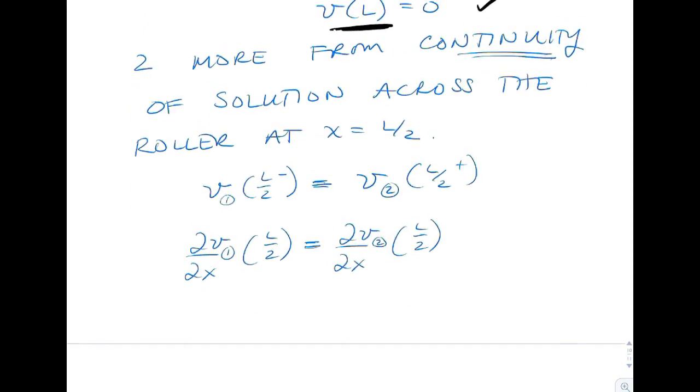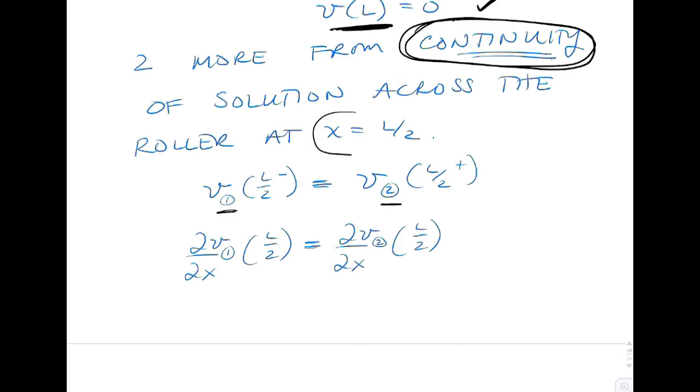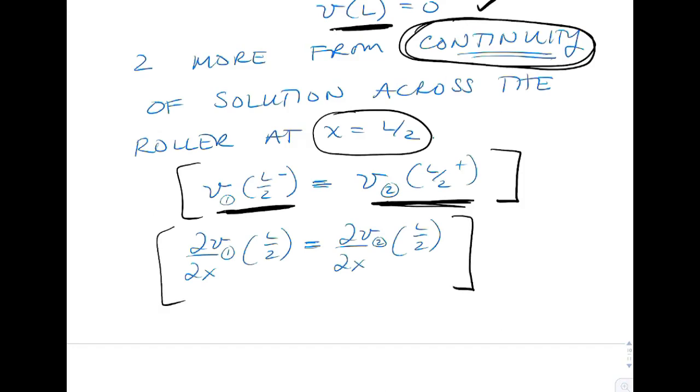And we're going to need to take segment 1 and segment 2, and they're going to have to link to each other. This is called continuity. So the solution needs to be continuous across L over 2, where these two functions meet each other. This just says that the deflection on one side has to equal the deflection on the other side. Also, the slope has to be the same as we cross the boundary at L over 2.